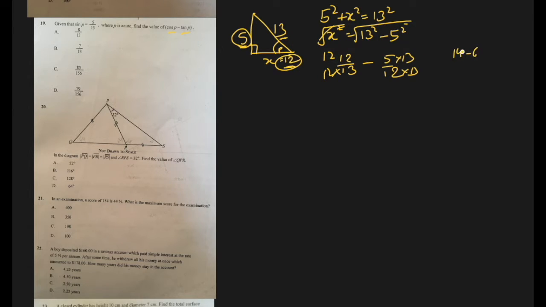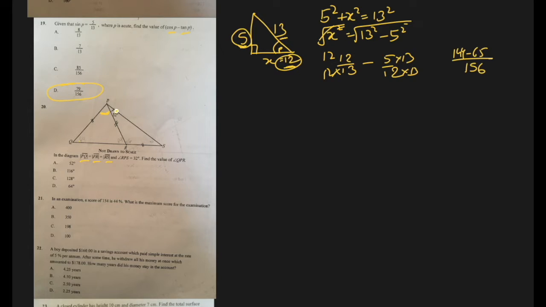144 minus 65 56. So that comes out to be 79 over 156. Magnitude of PQ is equal to magnitude of PR is equal to magnitude of RS. Okay, so they are isosceles triangles. This triangle as well as this triangle are isosceles triangles. Find the value of QPR. QPR, this one.